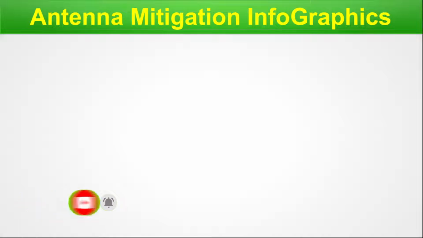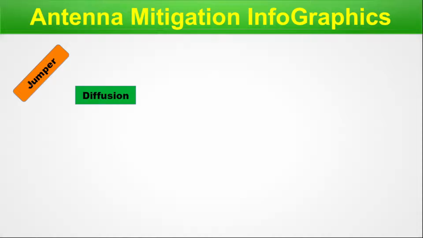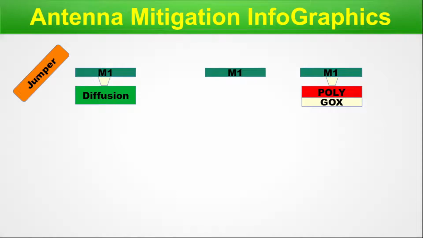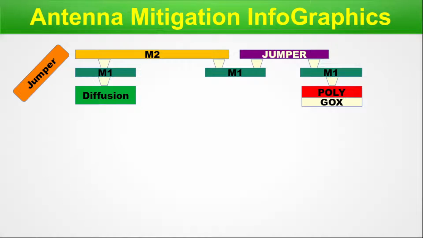Here we will be showing the antenna mitigation infographics to understand the mitigation process in a more visual manner. Here we will demonstrate the jumper creation. Here is our diffusion. Here is our poly and gate oxide combination of a MOS, and here we are reaching to M1, and then here we are breaking down the long M1 on the right hand side. This we have already shown a few slides back, you recall, and connect the M2 here while we connect the jumper here. So you can see the right hand side long metal piece of M1 is broken and taken through a jumper.